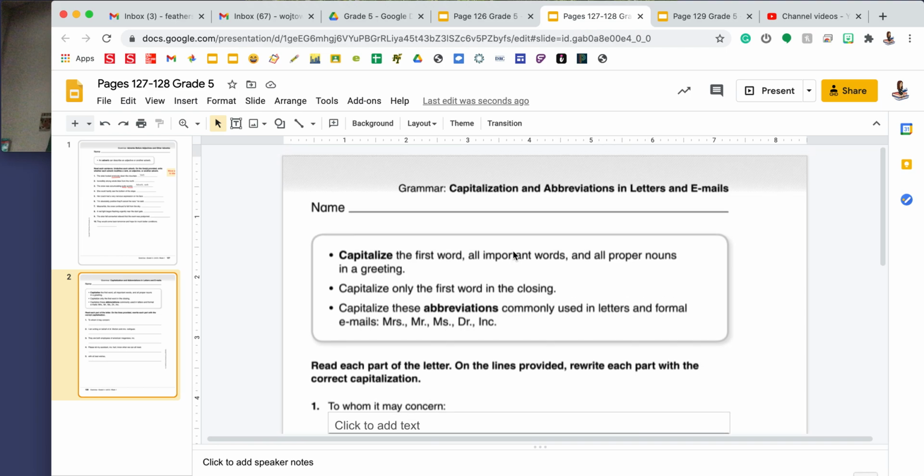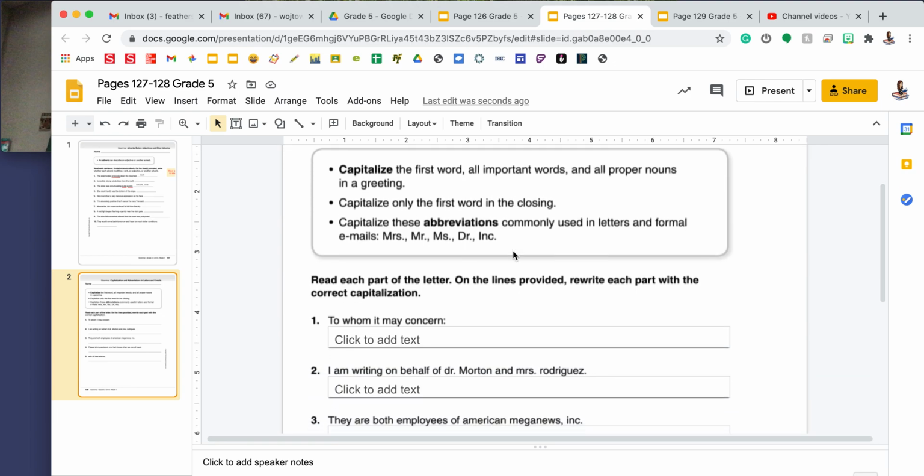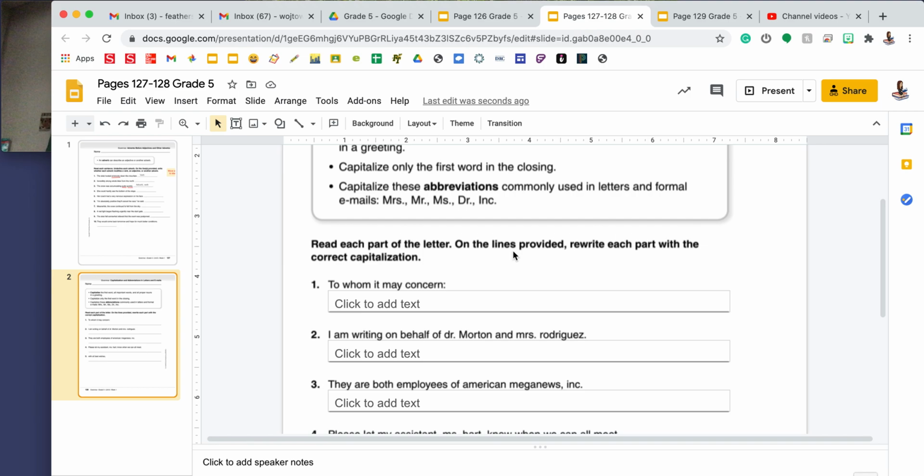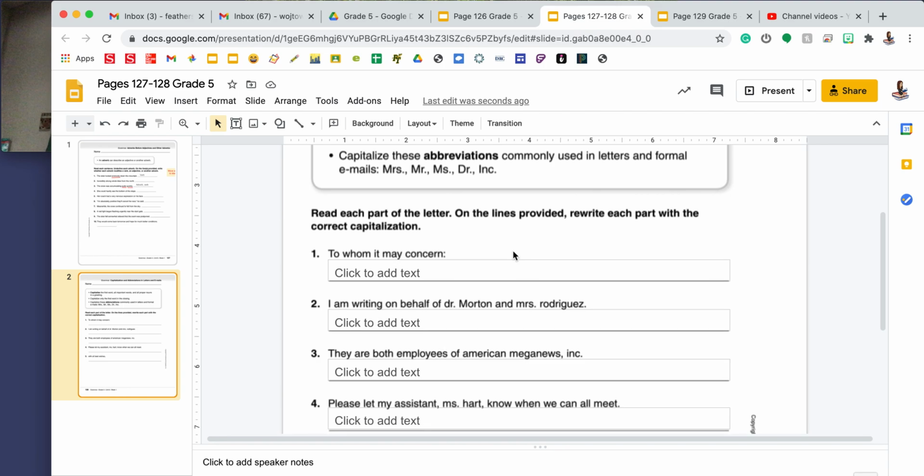Your second page is page 128, and we're looking at capitalization and abbreviations in letters and emails. The box at the top reminds me that I need to capitalize the first word, all important words, and all proper nouns in a greeting. So your greeting is who the letter or email is going to. So for example, I might say, Dear Mr. G. I would need to capitalize Dear, and I would need to capitalize Mr. G. I capitalize only the first word in a closing. So if I ended my letter or email with your friend, Mrs. Feathers, I would only capitalize your and not friend. Finally, I capitalize the abbreviations commonly used in letters and formal emails. For example, Mrs., Mr., Miss, Doctor, and Incorporated.